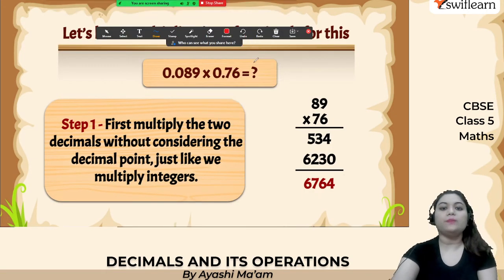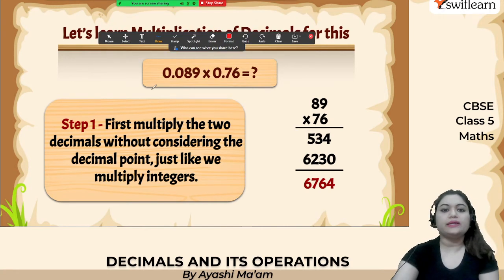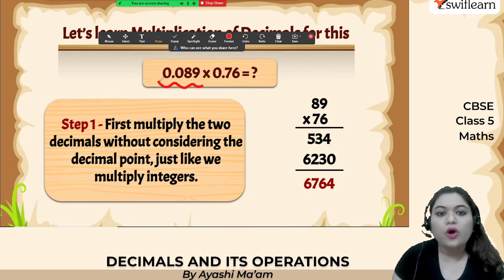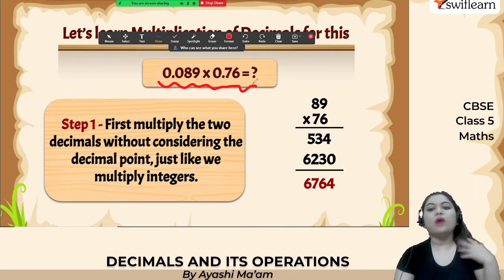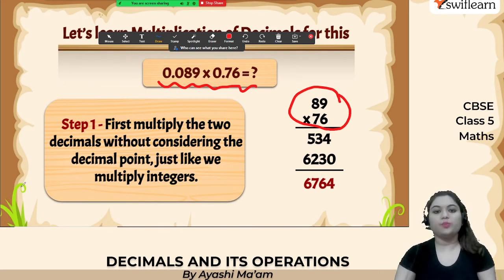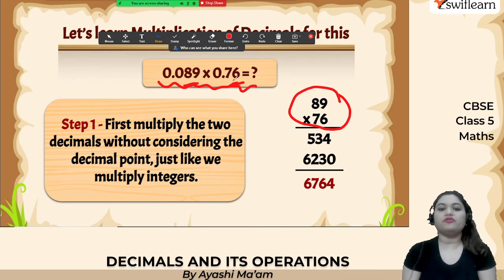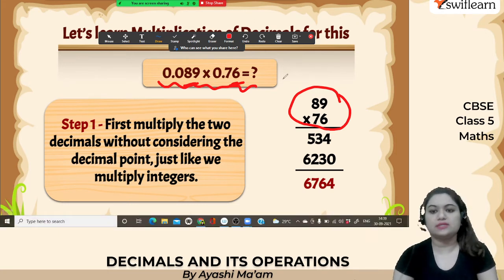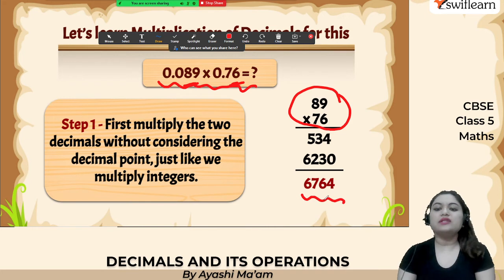Now how to do multiplication in decimals? So just look at it. Suppose we have to multiply these two numbers, okay? 0.089 multiplied by 0.76. So first you do normal multiplication like this. First forget about the decimal points. So first you simply take 89 and 76 and multiply. Now we have multiplied it, and after multiplying we got the answer as 6764.